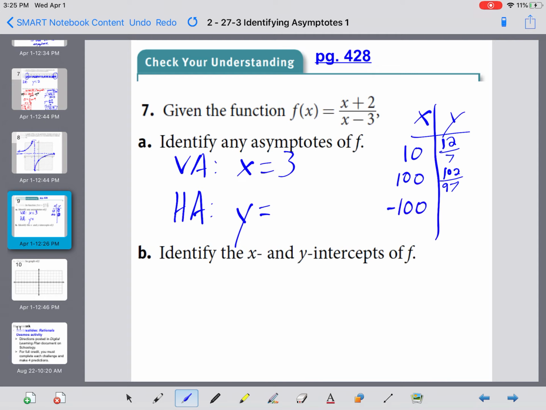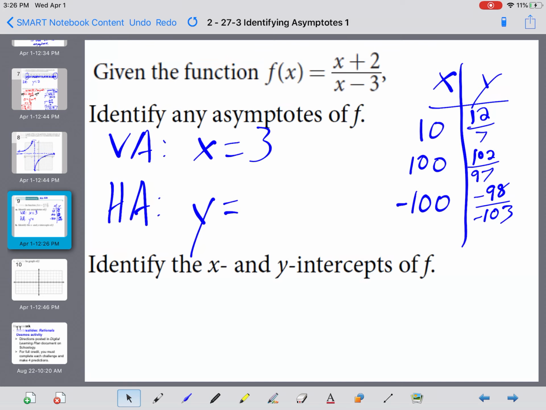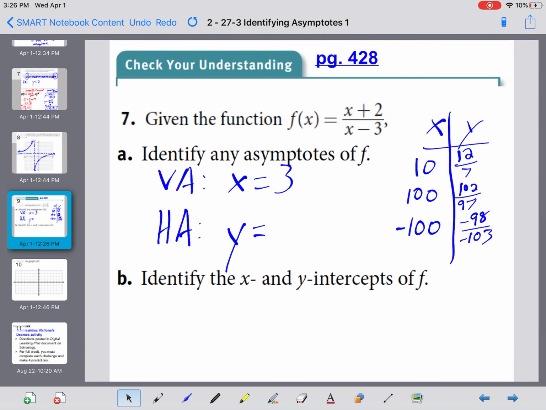Now go negative. If you plug in negative 100, you're going to get negative 98 over negative 103. That's really close to 1 as well. If you type that decimal into the calculator, the difference is that the value for 1 is coming from the bottom. Negative 98 over negative 103 is a little bit less than 1. But both of these values, the big positive numbers for x and a big negative number for x, both approach positive 1. So my horizontal asymptote's at 1.